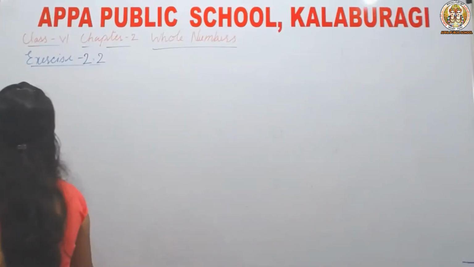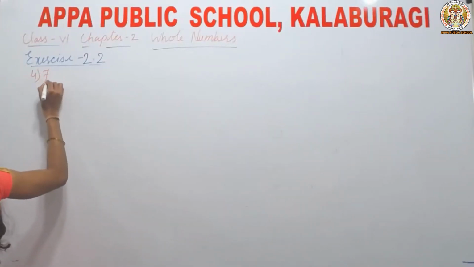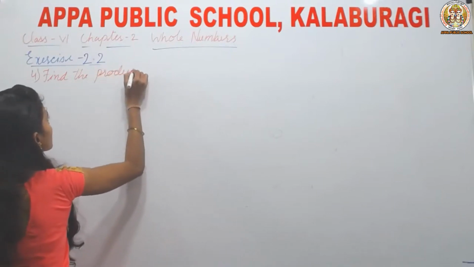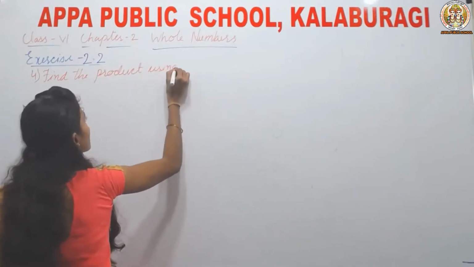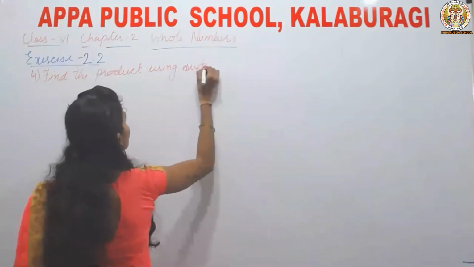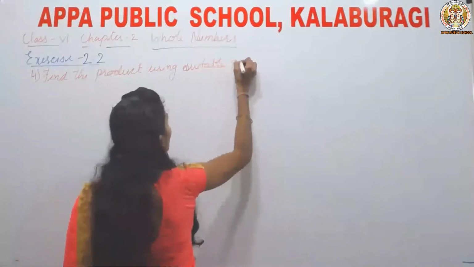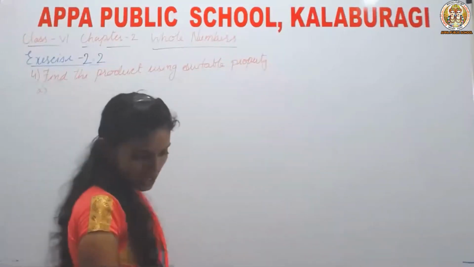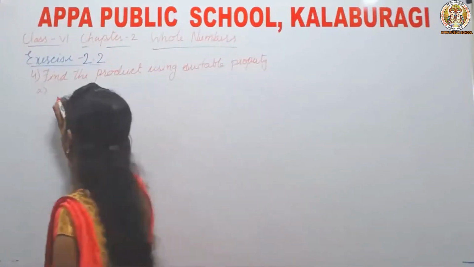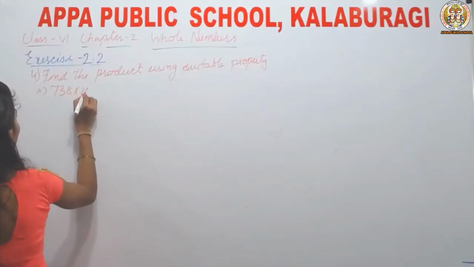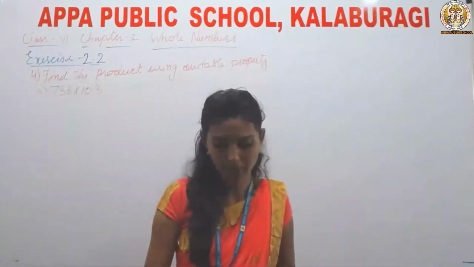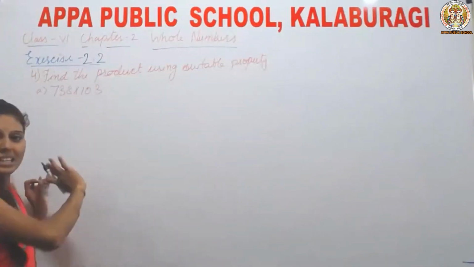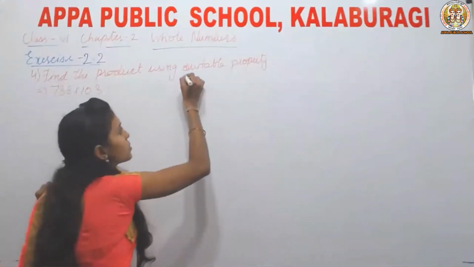Find the product using suitable property again. What's the first number? 738 into 103. This is the first number. See the number, 3 digits we have. We can get the direct proper answer also, but they said suitable property.